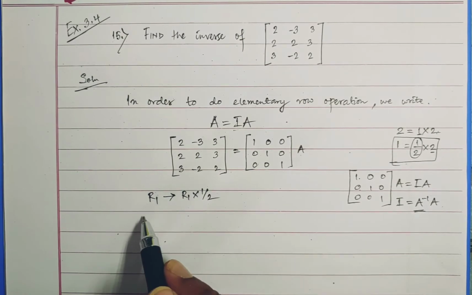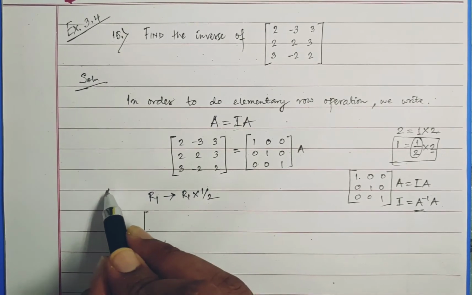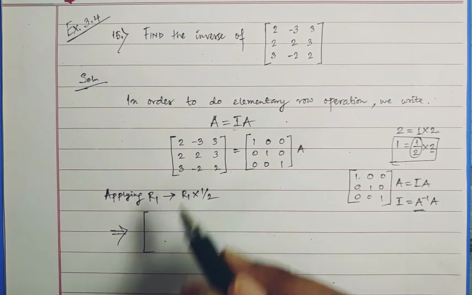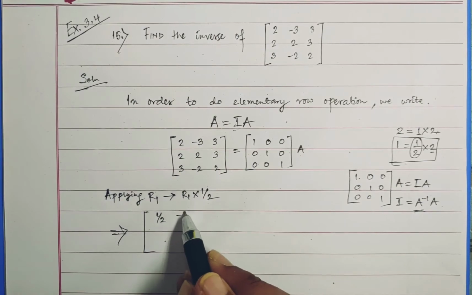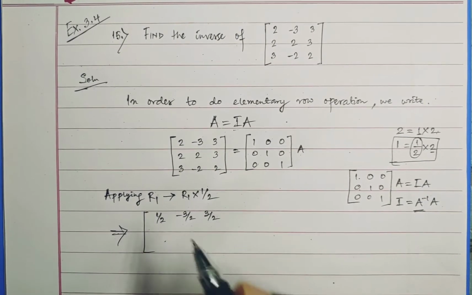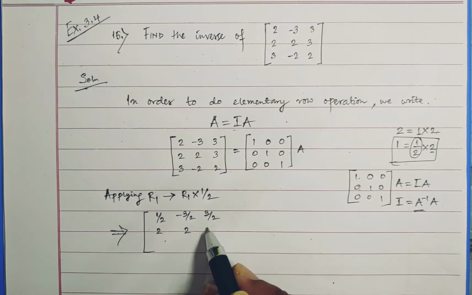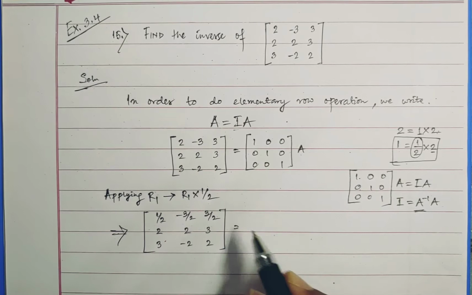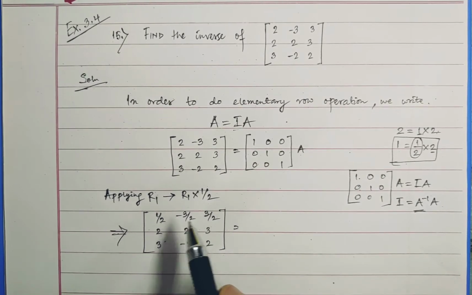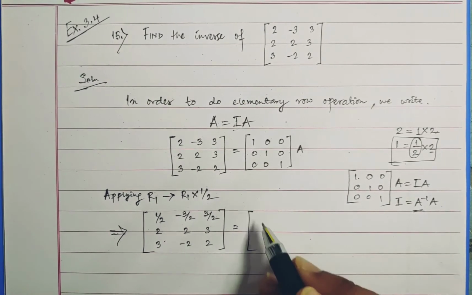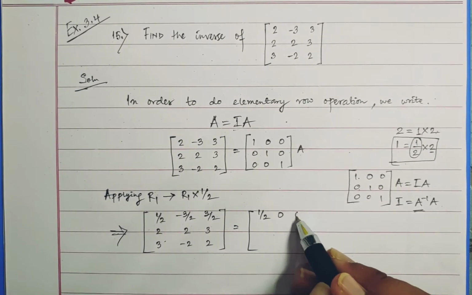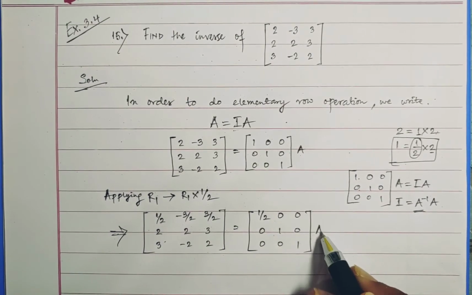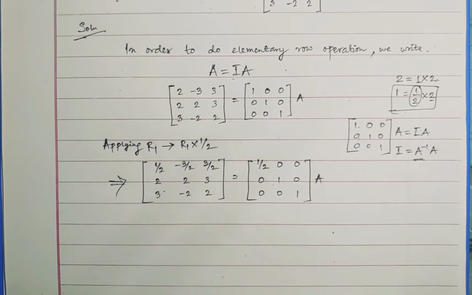So now let's do the operation in here. It becomes 1 by 2, minus 3 by 2, 3 by 2. And these will remain fixed because I'm doing nothing with R2 and R3. And what did I tell you? The same operations will be done on this side also. So this one will become 1 by 2, 0, 0, 0, 1, 0, 0, 0, 1. Clear? So this is what I get.